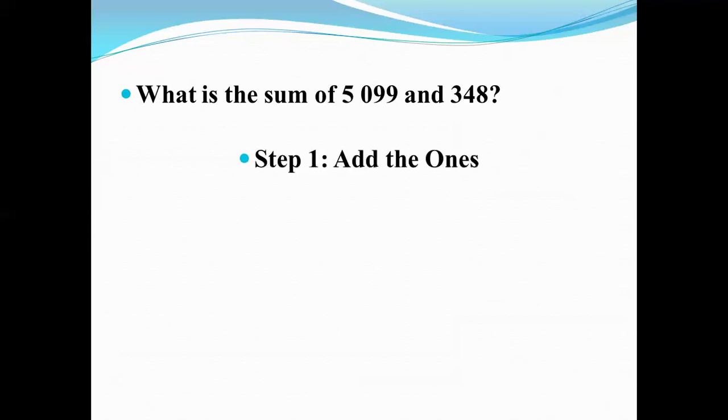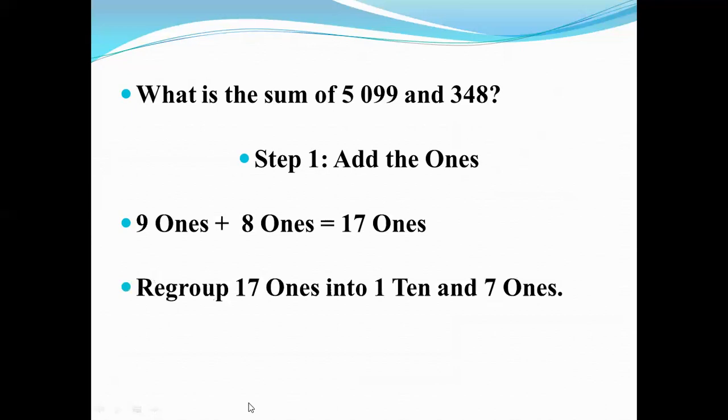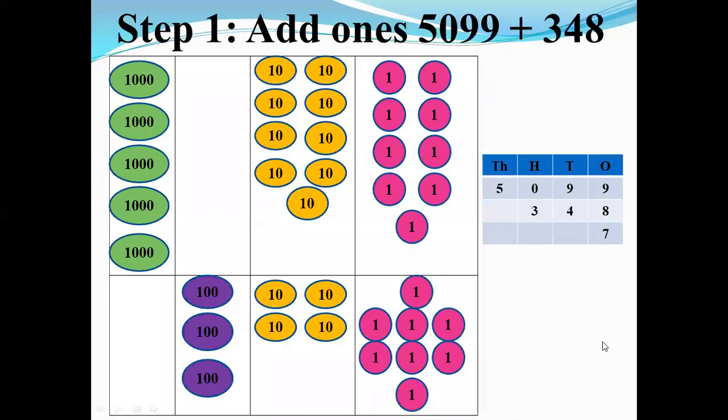We have to follow certain steps. Step number 1 is add the ones. 9 ones plus 8 ones will make 17 ones. So we have to regroup 17 ones into 1 ten and 7 ones. Let's regroup it with the help of the number disk. So here we have 9 ones and 8 more ones. It will make 17. So we will carry forward 1 ten to the tens side.